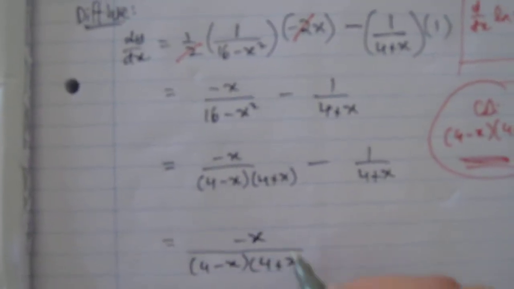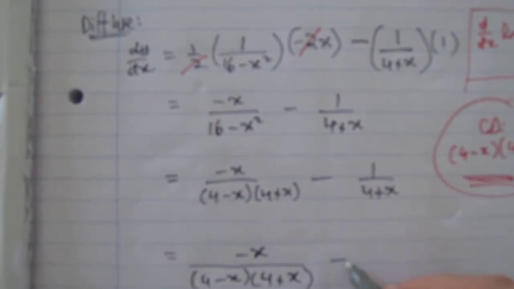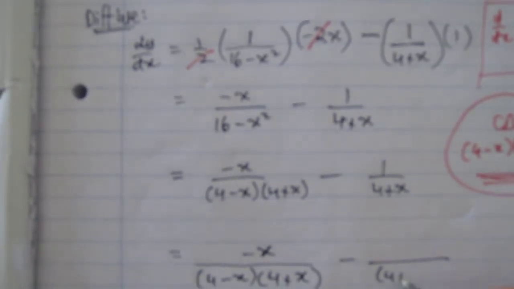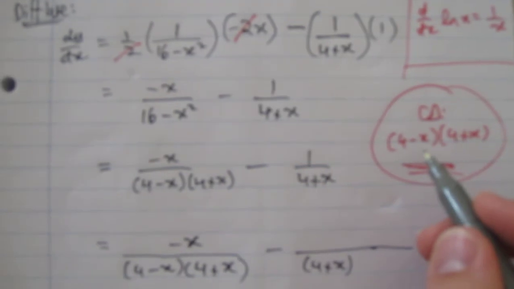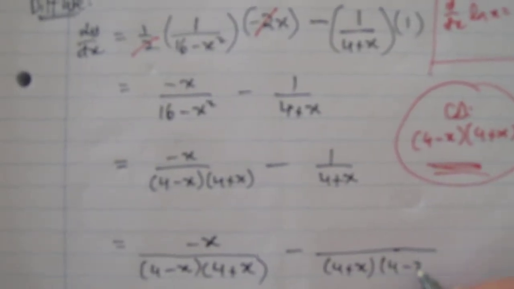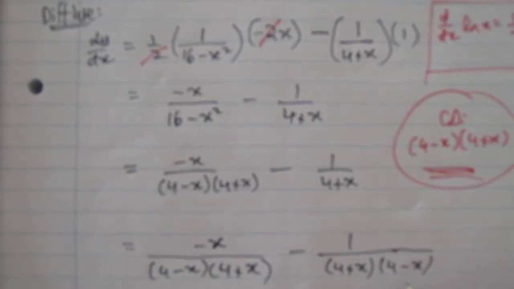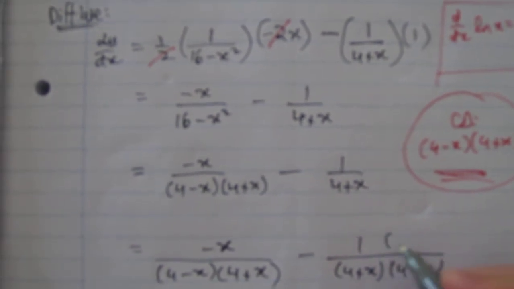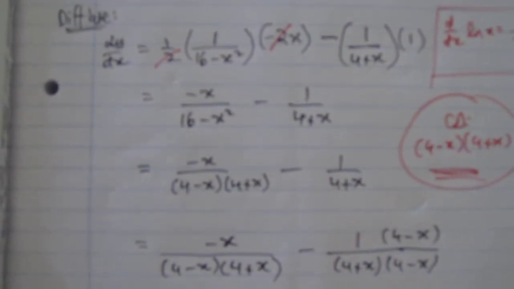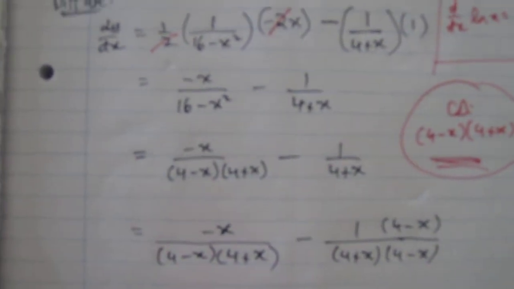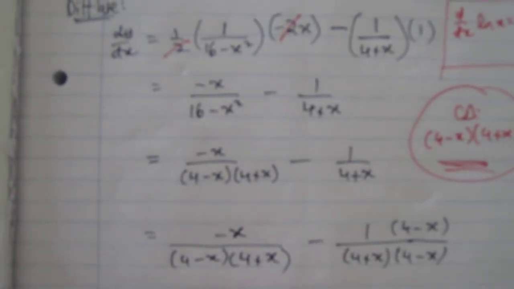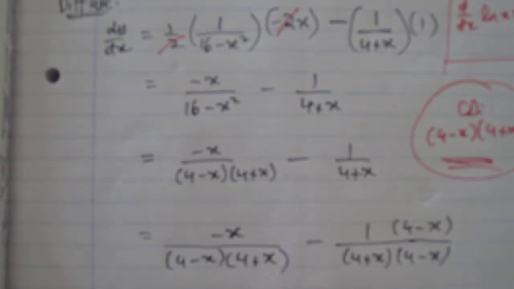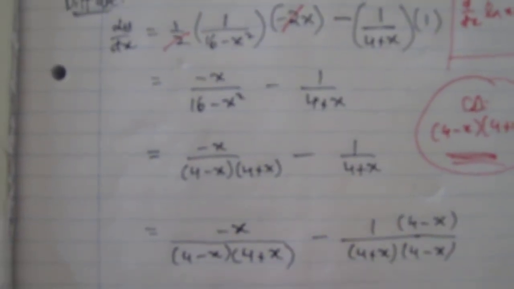So I don't have to change this one. This one here, I already have a 4 plus x. So if I want to make the common denominator, I've got to multiply that 4 plus x by 4 minus x. Now if I multiply the bottom by 4 minus x, in order to keep the fraction the same, I have to multiply the top by 4 minus x. So we end up with minus x over 4 minus x times 4 plus x. So we have minus x here.